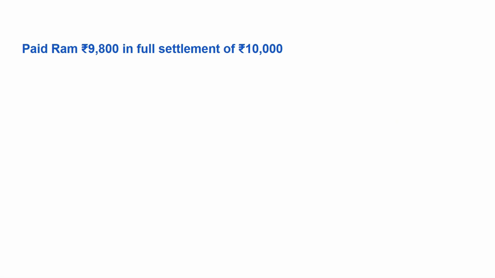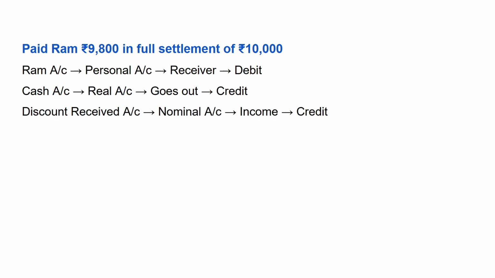Paid RAM 9,800 in full settlement of 10,000 rupees. Here the two accounts affected are RAM account and cash account. RAM account. RAM account is personal account. And RAM is the receiver, so it is debit. And cash account is real account and cash goes out of the business, so it is credit.